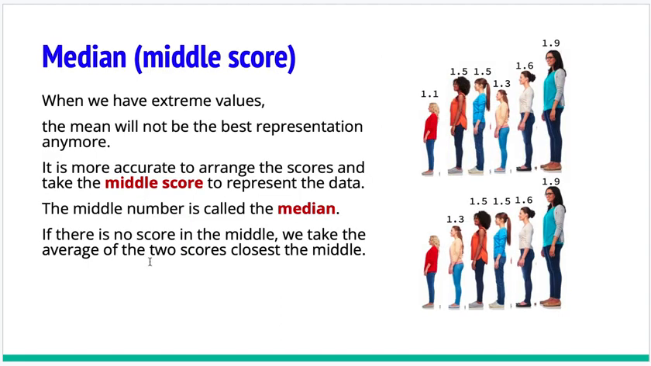The median or the middle score. When we have extreme values, like an extremely tall person or extremely short person, then the mean cannot be used to represent the data, as the tall person will pull up the scores or the short person will pull down the scores. It is therefore more accurate to arrange the scores and take the middle score to represent the data. In this particular case, there are 6 people, so there is no middle score. Therefore, we take the average of the two scores closest to the middle.